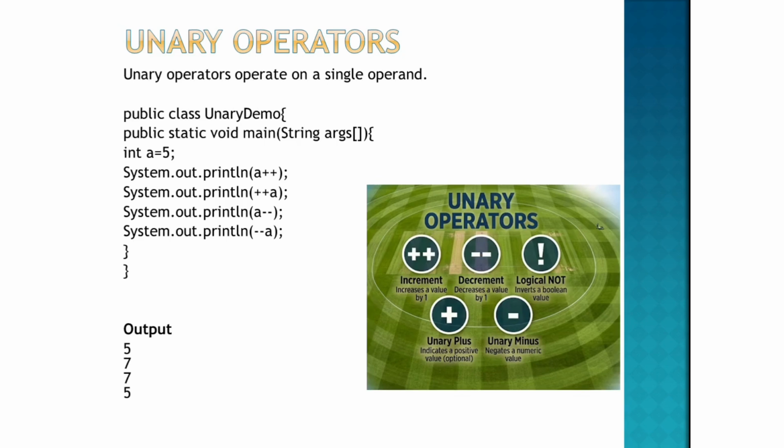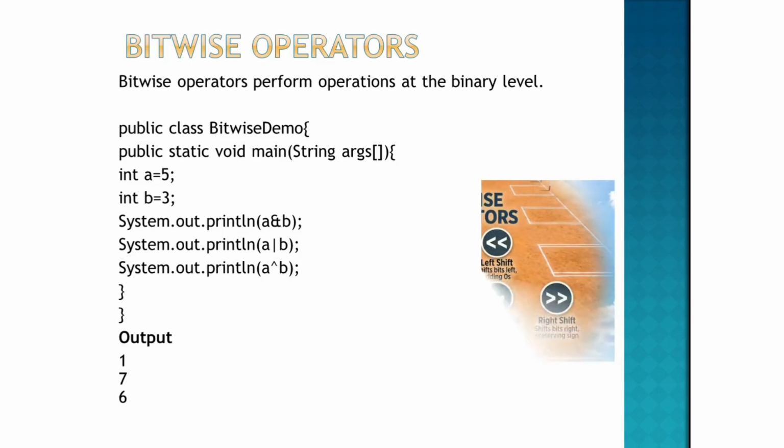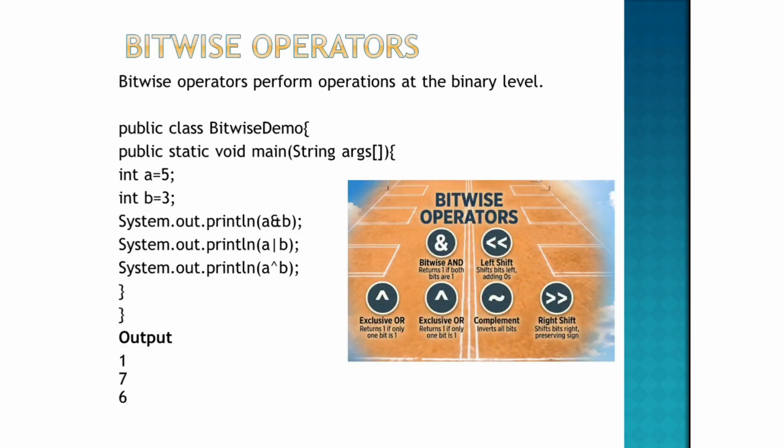Okay. Next one is the bitwise operator. These operators work directly on the binary representation of a number, which means they operate on zeros and ones instead of decimal values. In this example, we have two numbers, 5 and 3. The AND operator compares each bit and returns 1 only if both bits are 1. The OR operator returns 1 if at least one bit is 1. The XOR operator returns 1 only when the bits are different.